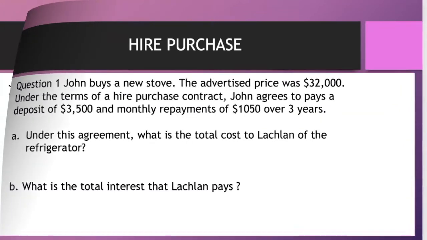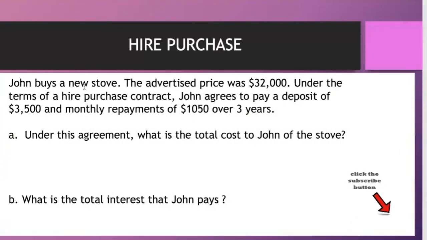Let's look at an activity. John buys a new stove. The advertised price was $32,000. Under the terms of a hire purchase contract, John agrees to pay a deposit of $3,500 and monthly repayments of $1,050 over 3 years. Under this agreement, what is the total cost to John of the stove?